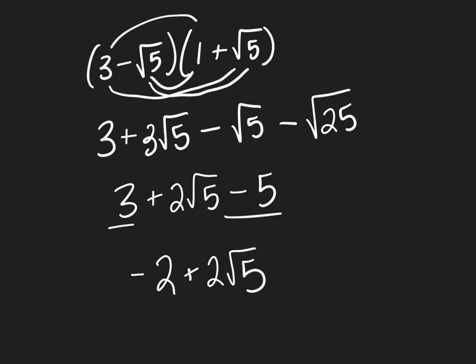Did that help? And would you not then do 2 plus 2 plus 2? No, because that 2 goes with that square root of 5. Okay. It's like having negative 2 plus 2x. You can't combine them together.